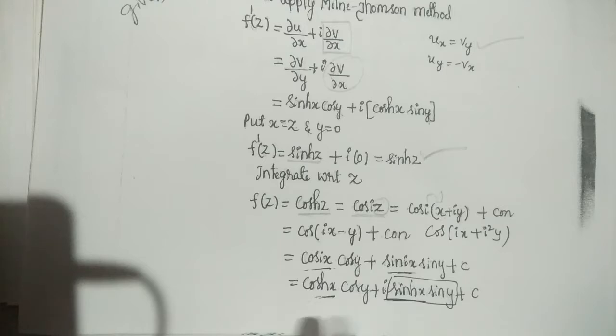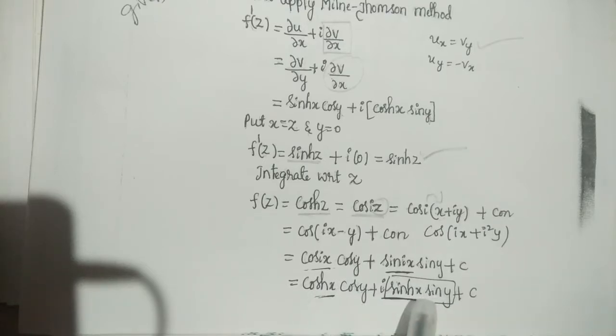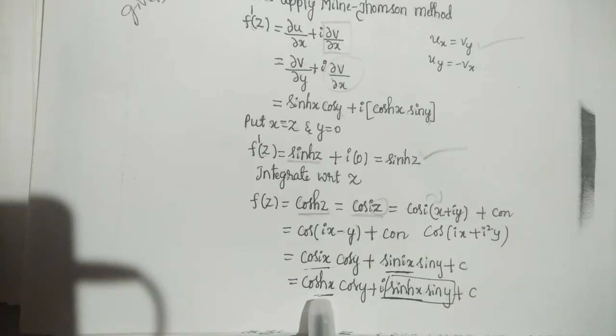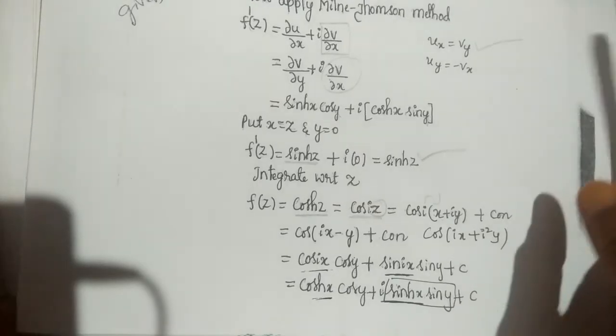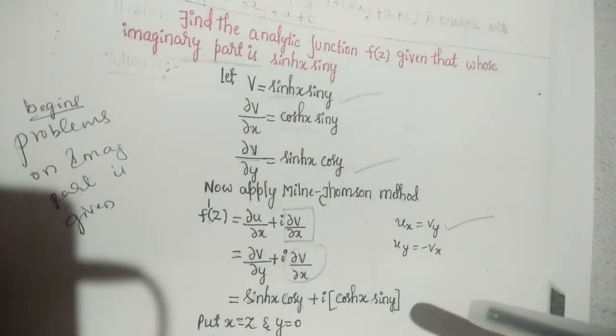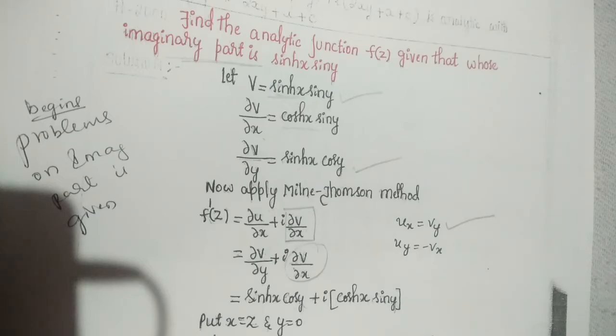So u becomes a harmonic conjugate of this one. Is it okay? In the next problems, the question is like this: if the given function is harmonic, check for harmonic and also find its harmonic conjugate, just apply the Milne-Thomson method. That's it. If you work out this problem, you will get two benefits.